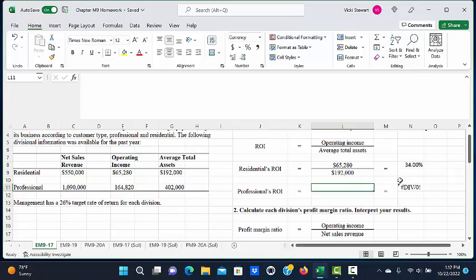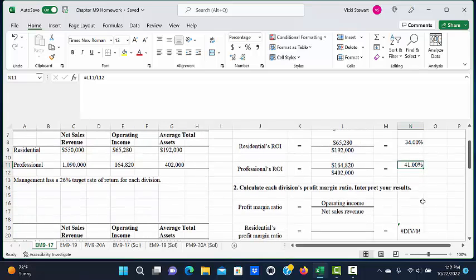For the professional division, we take their operating income of $164,820 and divide that by the average total assets of $402,000, and that gives us a return on investment for professional of 41%.